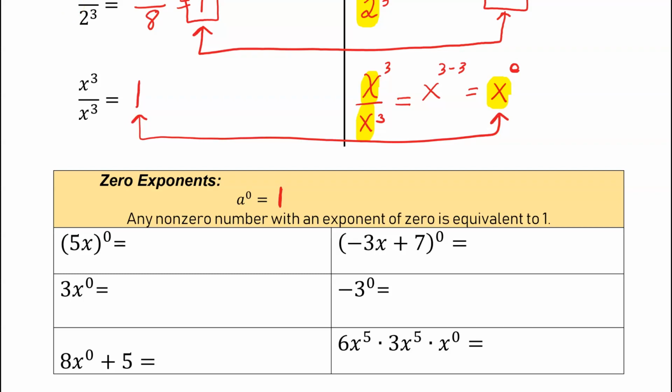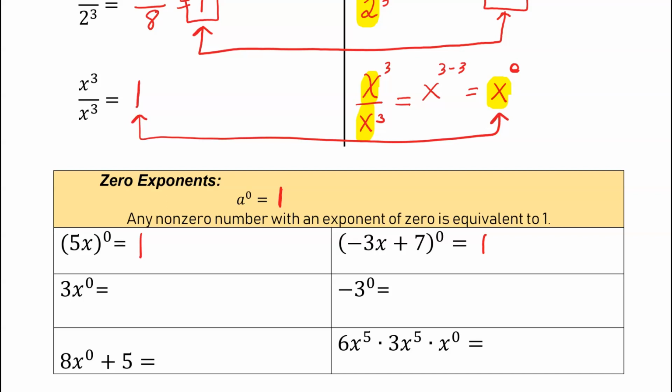We have 5x. Notice 5 and x are in parentheses. All of it's to the 0 power. Therefore, the answer to this equals 1. Let's go to the right. Negative 3x plus 7 to the 0 power. Again, all of this is to the 0 power. Therefore, it equals 1 again.